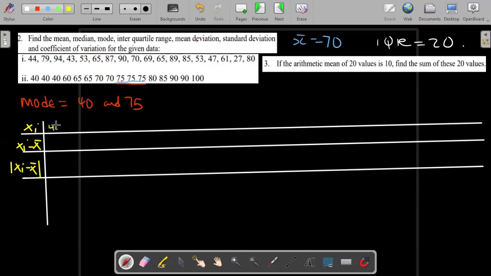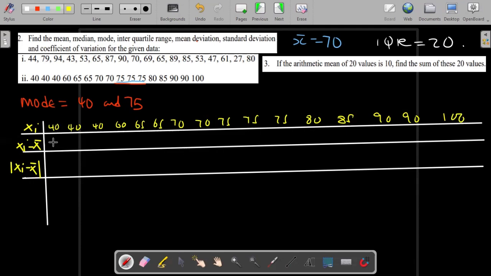So I have 40, 40, 60. Oh, I've missed another 40. So 40, 40, 40, 60, 65, 65, 70, 70, 75, 75, 75. And then we have 80, 85, 90, 90, and then 100. Okay, I hope they have all there.